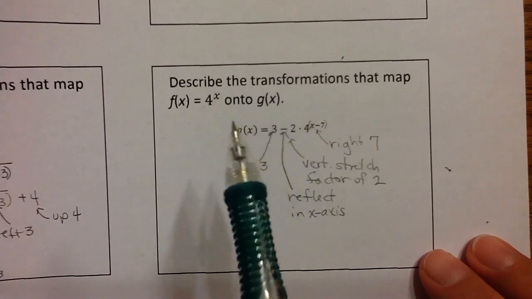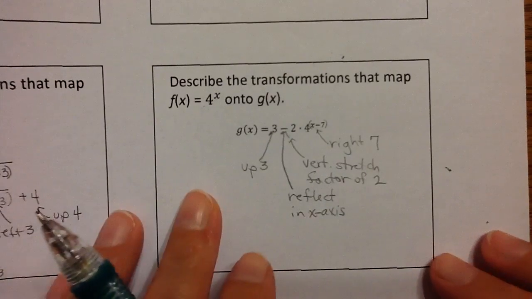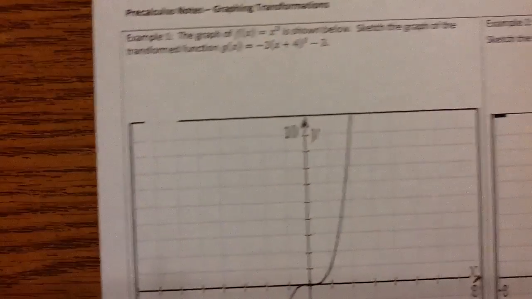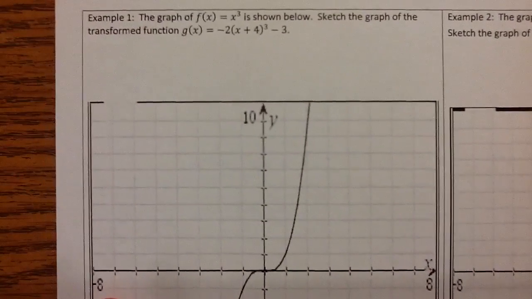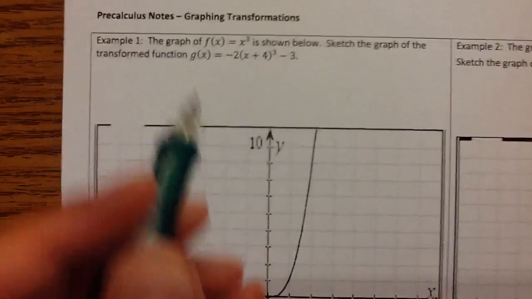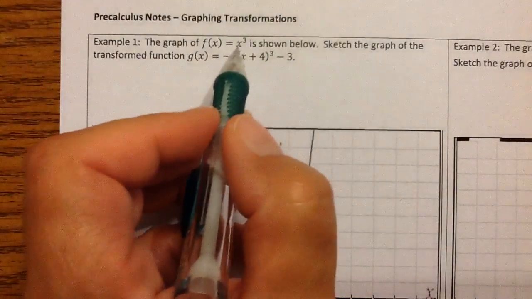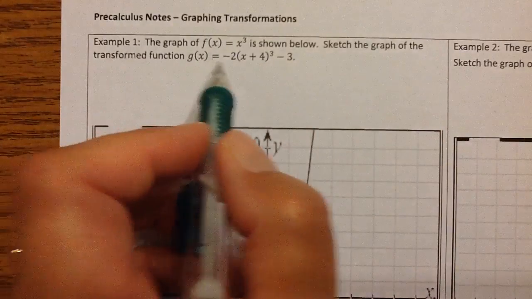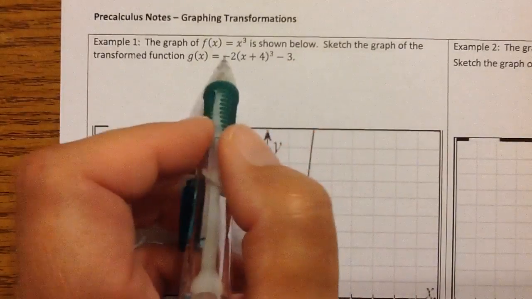The last piece of the puzzle we actually did on a different day, but I'm going to go ahead and put it in this video because I think I have enough time for at least one of them. And that is how to graph transformations. So I have this graph of y equals x to the third, and x to the third is sort of my parent function, and I want to sketch the graph of the transform function that has these things done to it.